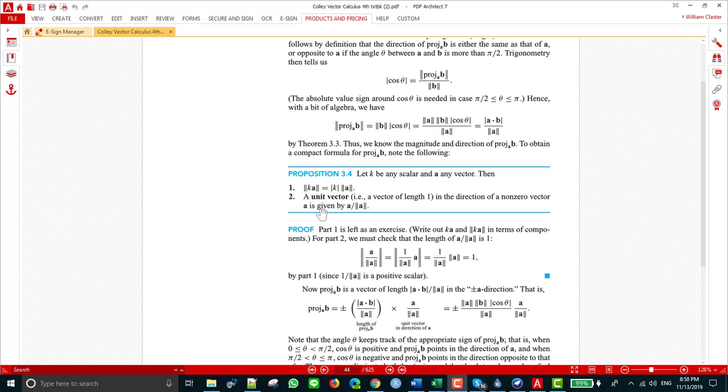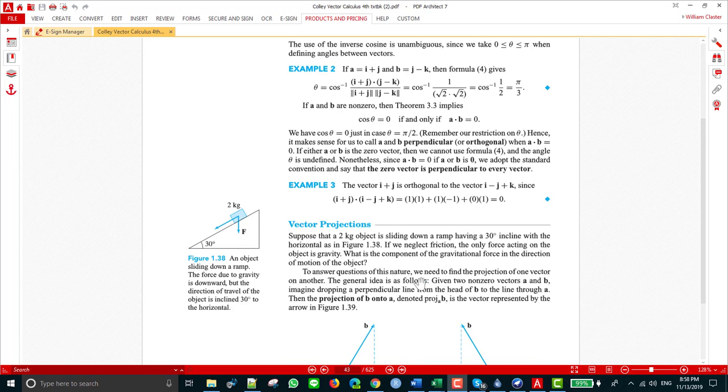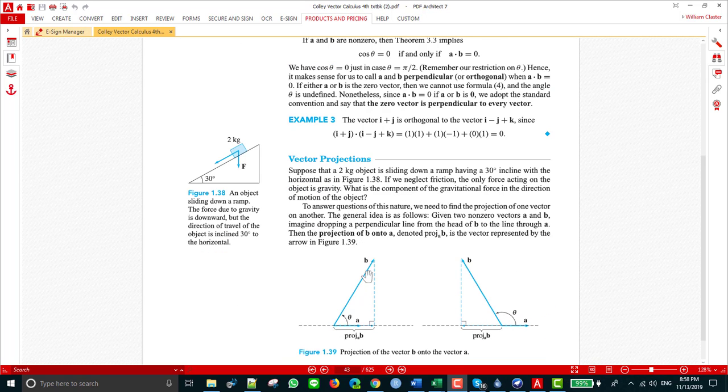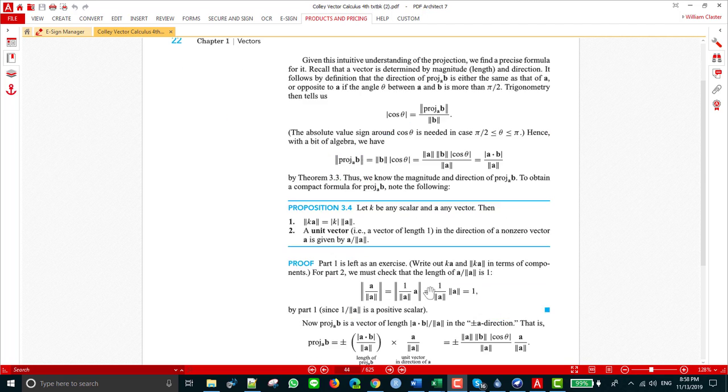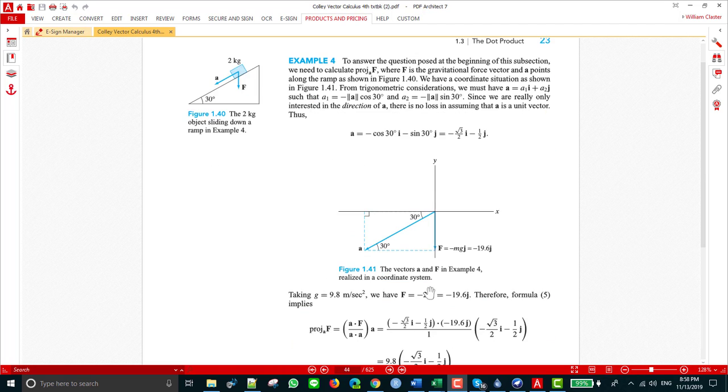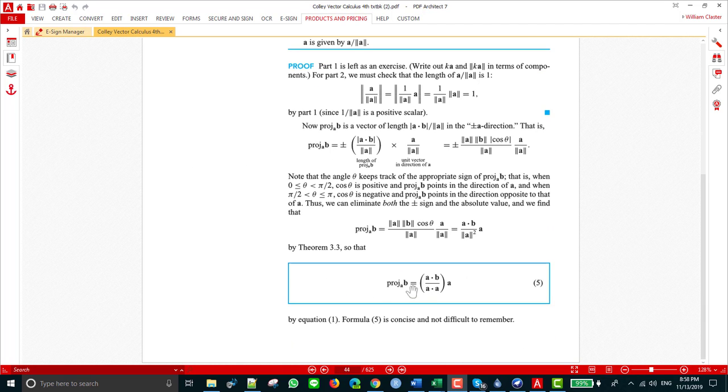Okay, so we talked about the projection of B onto the vector A. The picture of that was something like, here's B, here's A, the projection is this vector here. We came up finally with this formula: the projection of B in the direction of A can be written like that.